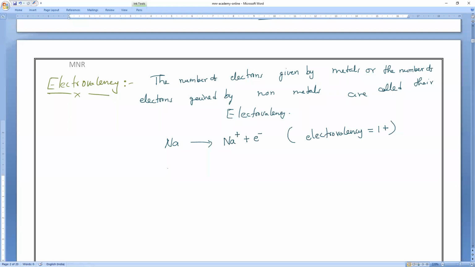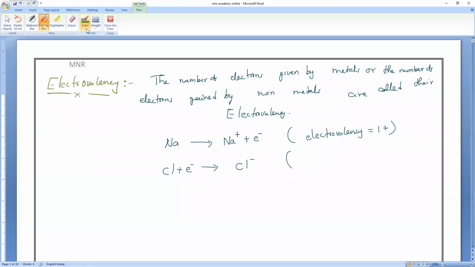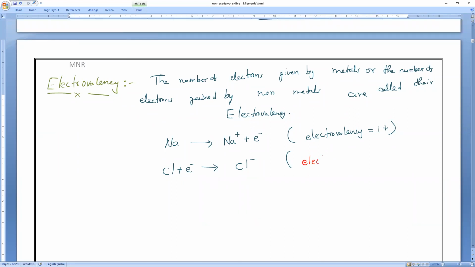Okay. Now, chlorine. How many electrons will chlorine gain? 1 electron. So it will turn into Cl minus. Now see, I represented the electron on the reactant side or product side? Reactant side. Reactant side means gaining electron. Product side means loss of electron. Now tell me what is the electrovalency of chlorine? 1 minus.